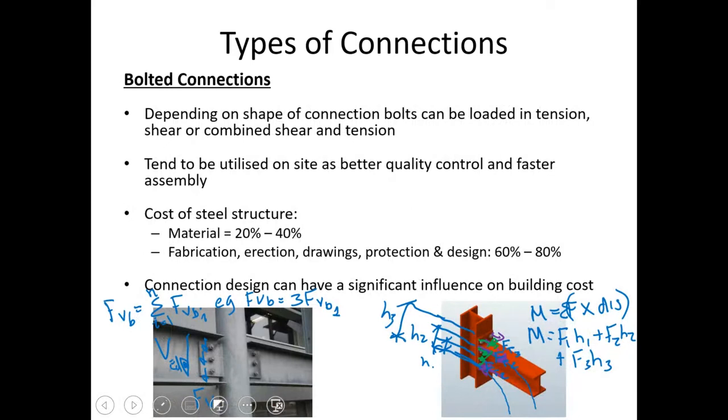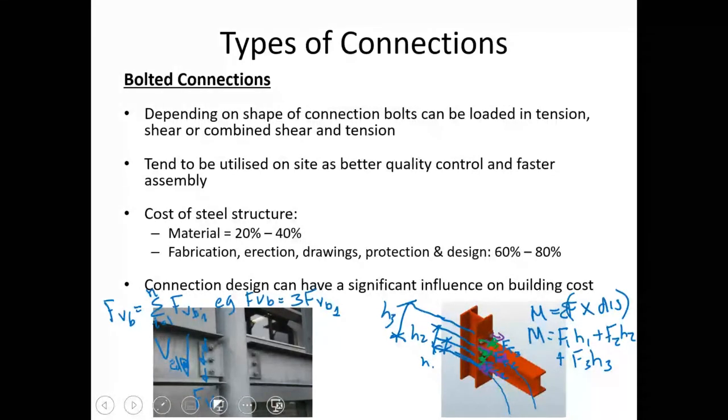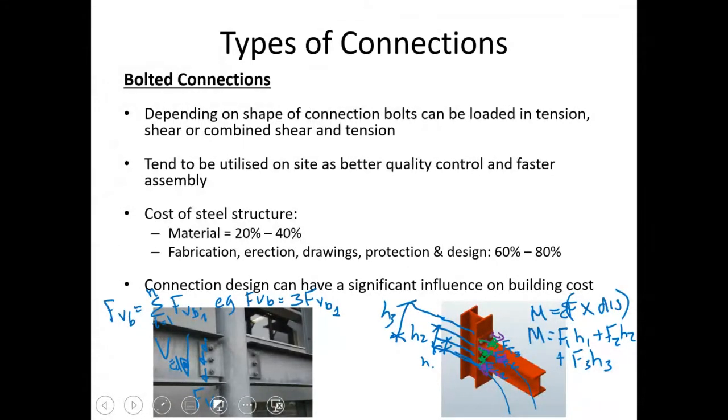The bolted connections will depend on the shape of the connections. So the bolted connection could be in tension, shear, or a combination of shear and tension in there. So we tend to use them on site, better quality control, faster assembly in there, and it can also have a significant influence on the building costs.